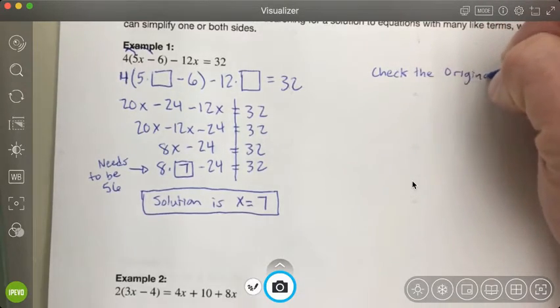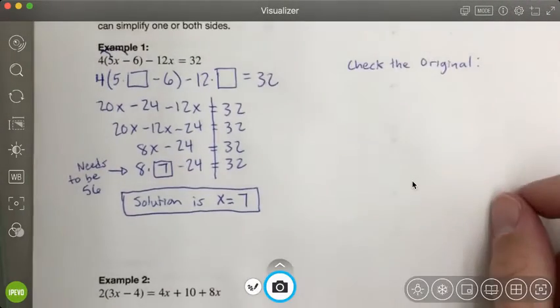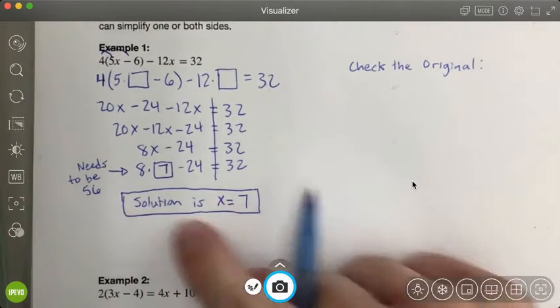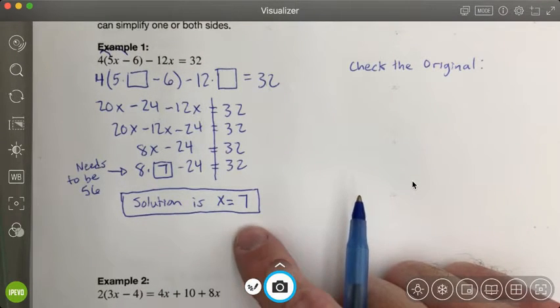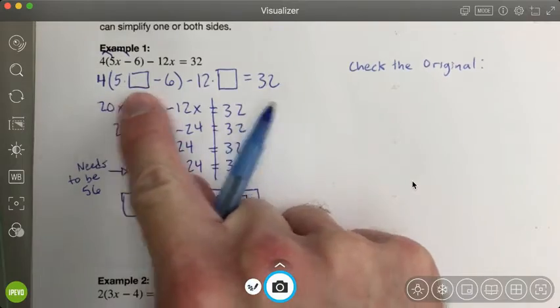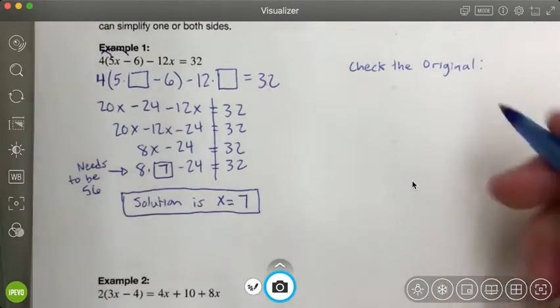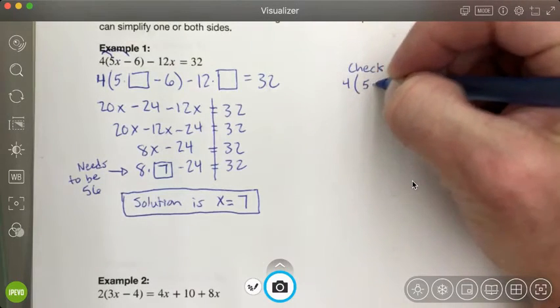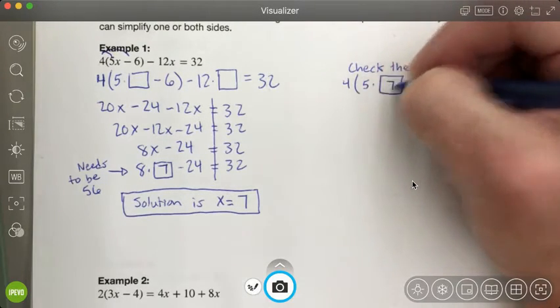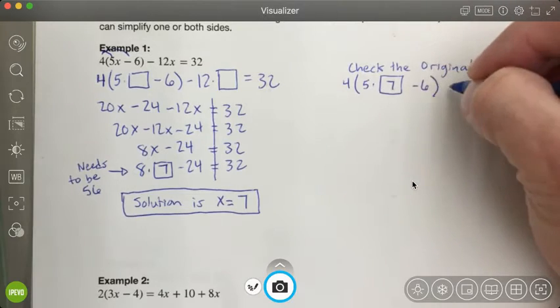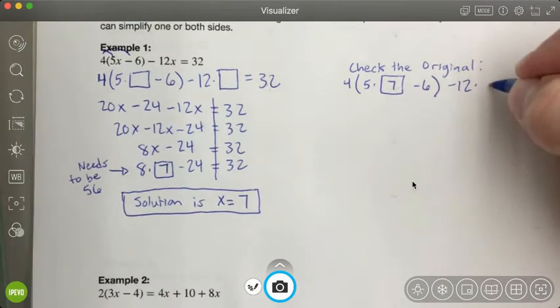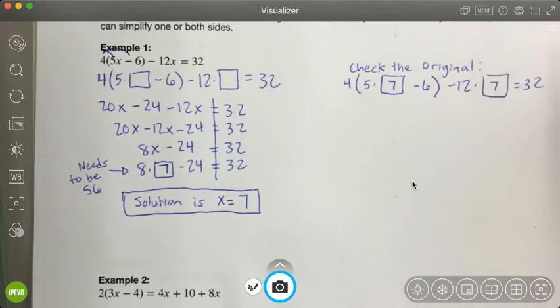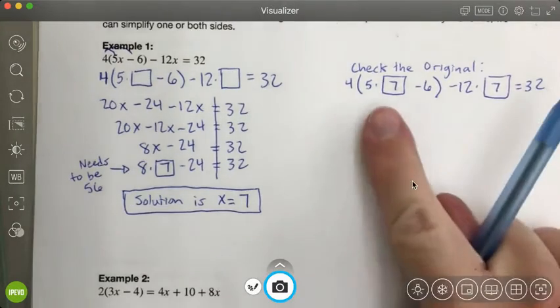But sometimes I make errors when I'm simplifying. So the only way I can verify that this is actually true is to go back to the original. So let's take this and let's see if it actually works. If I throw a 7 into my boxes and then I follow order of operations, hopefully I get 32. If I don't, then I've made a mistake somewhere. If I do, then I know I'm good to go.